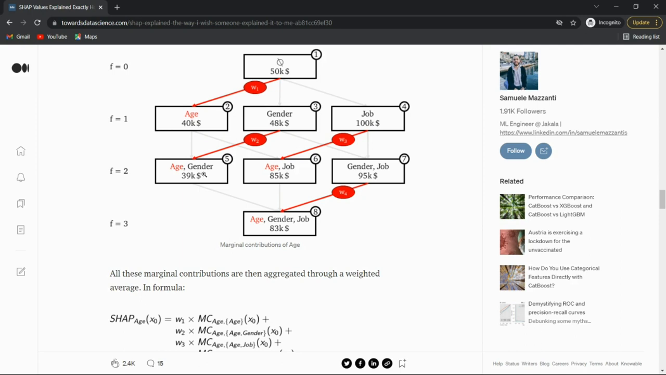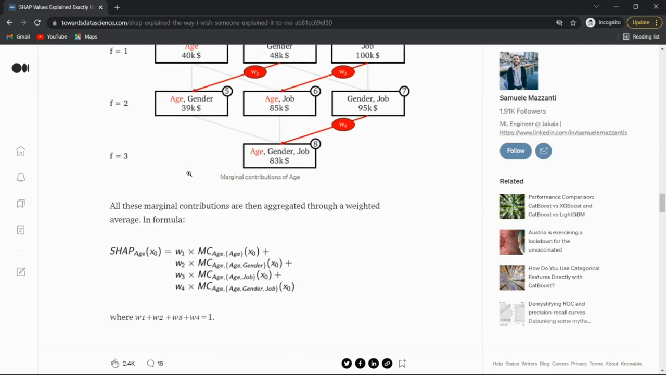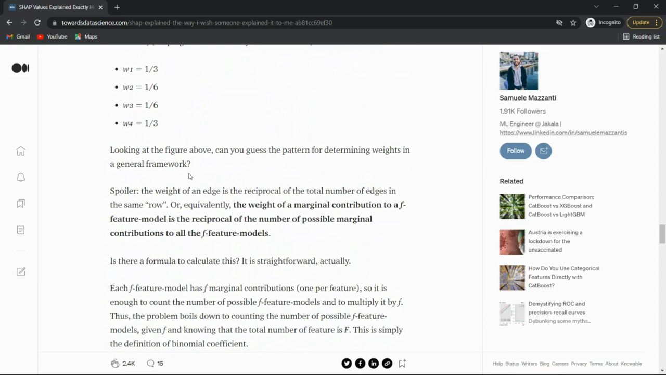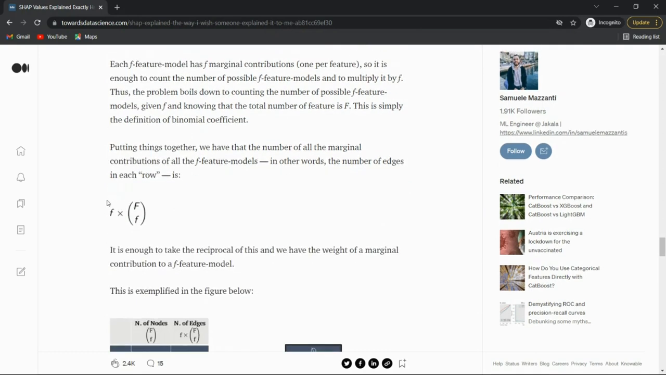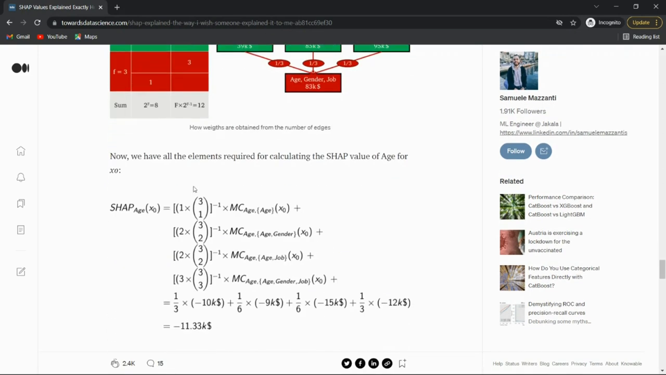How many combinations of f equal to 2 are possible for capital F, that is 3? So 3c2, that is what you have to calculate, and that is equal to 3. So 3 into small f equal to 2, we get 6, and 1 by 6 is the weight for each edge on that particular feature level.